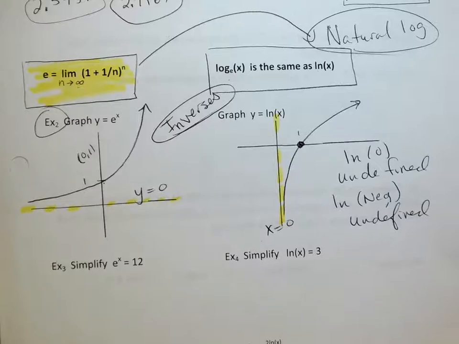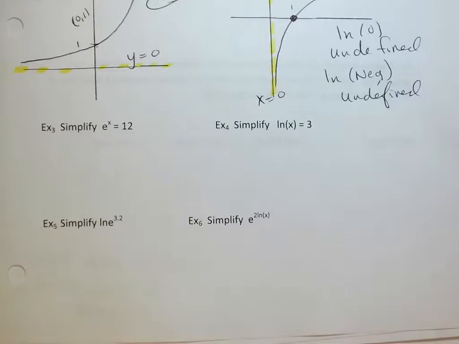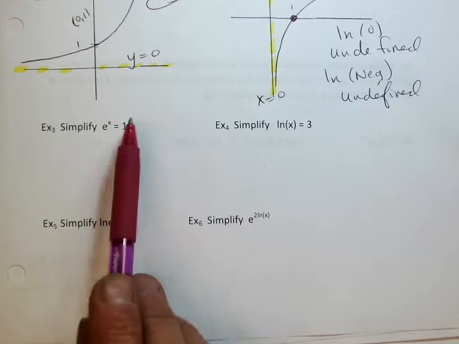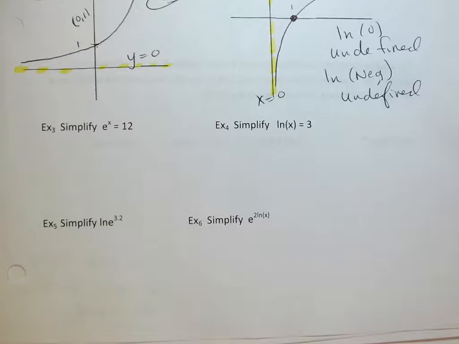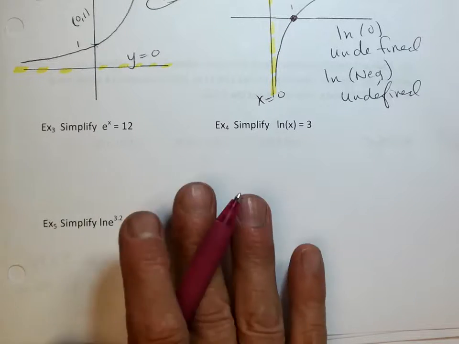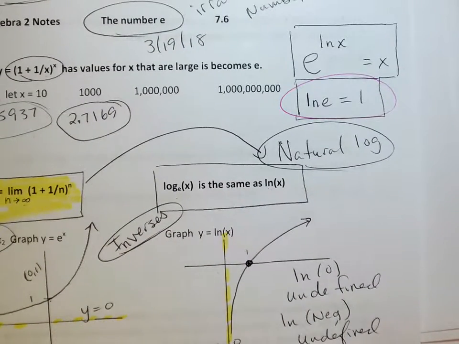Okay, let's keep going. So now, let's go to example 3. We want to solve for x. Normally, what we learned last week is if you have x in the exponent, we want to float it down. We take the log of both sides. But this time, let's not take the log. Let's take the natural log, because the natural log of e is equal to 1.